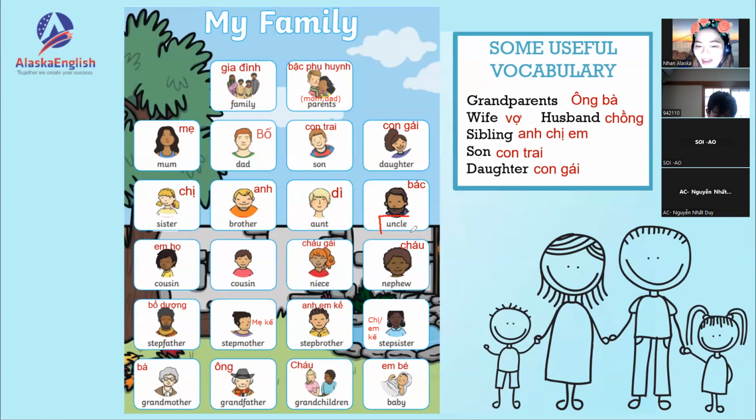So how about this one? We have here uncle. All right. Next, we have cousin. Cousin, on the other hand, is used for either a boy or a girl, meaning it is neuter. So it could be a boy or a girl when you say cousin, right? Next, we have niece. Next is nephew.